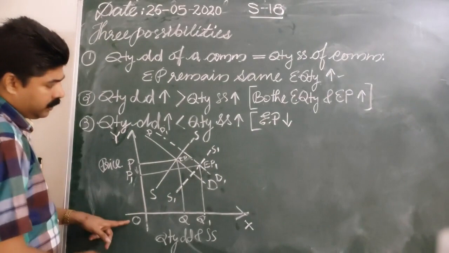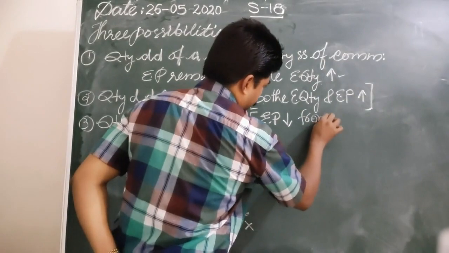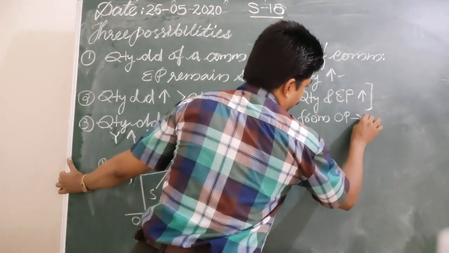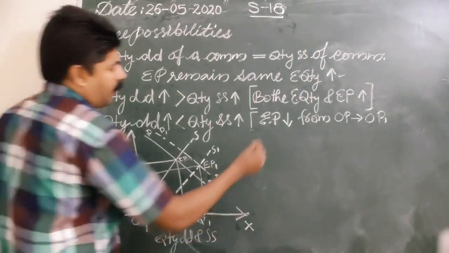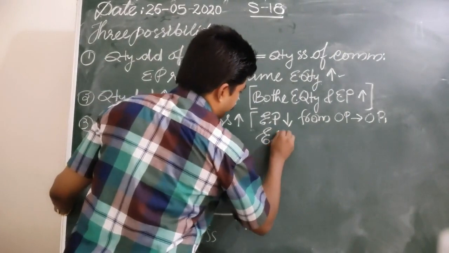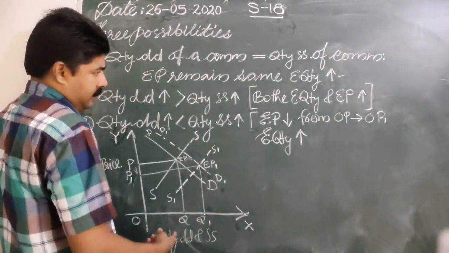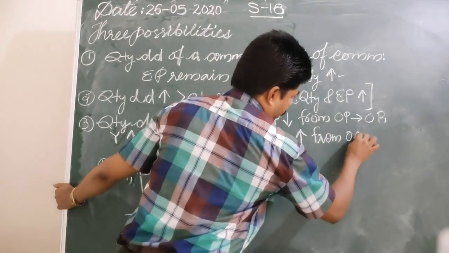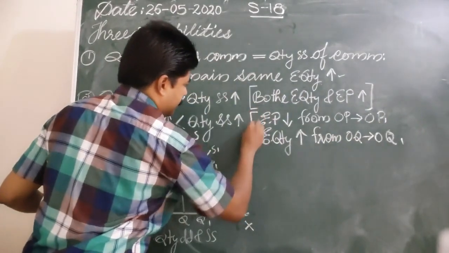So we will write equilibrium price can decrease, that means from OP to OP1, one situation. What would be the other situation? Equilibrium quantity increases from OQ to OQ1. So this is the effect.